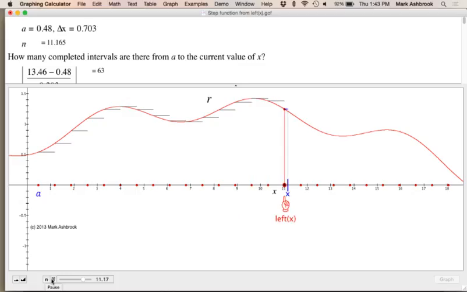General formula. Using A, x and delta x, we want to come up with the x value which is equal to left x. So the first question you need to answer is, how many completed intervals do you go across to get to left x? Once you answer that question, coming up with a rule for left x would be pretty basic. See if you can do it in a minute or two.